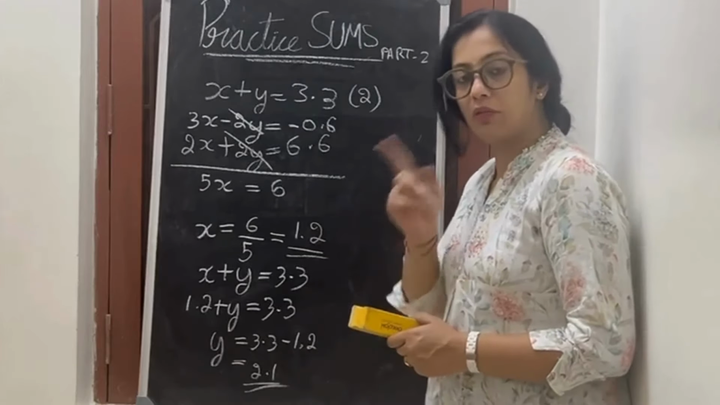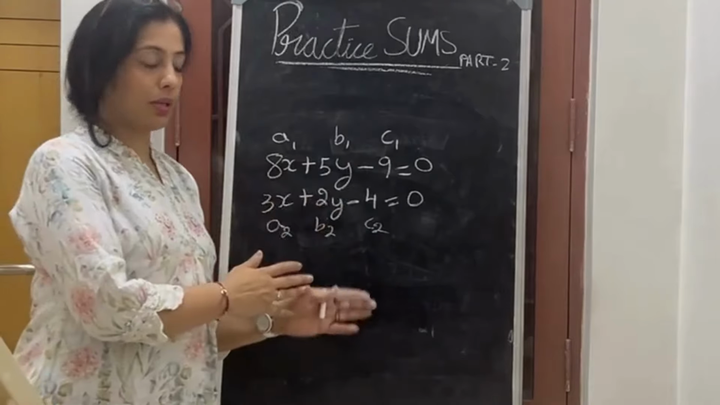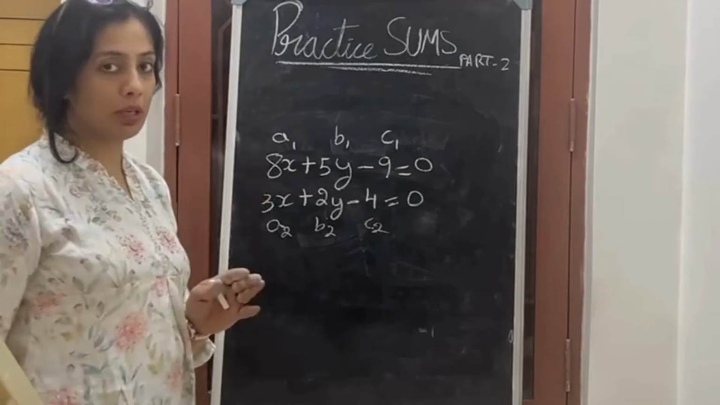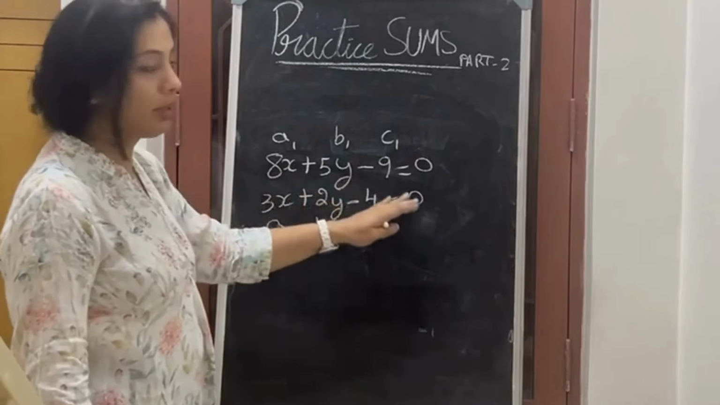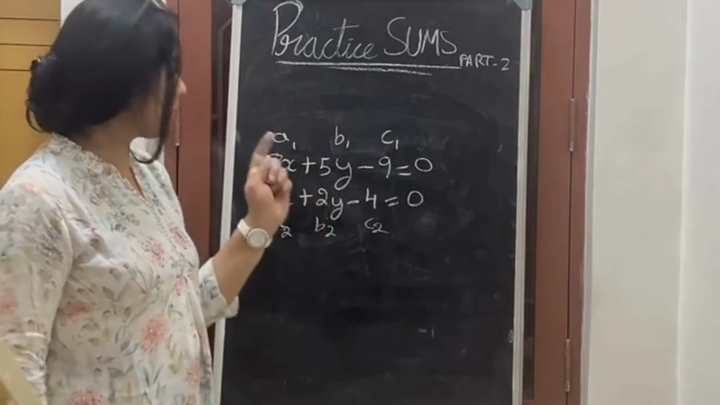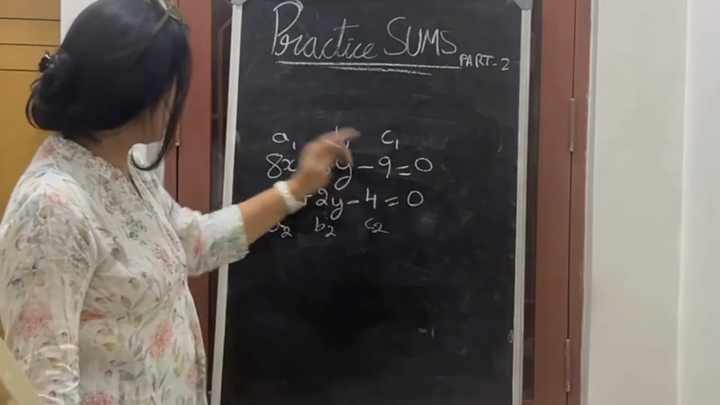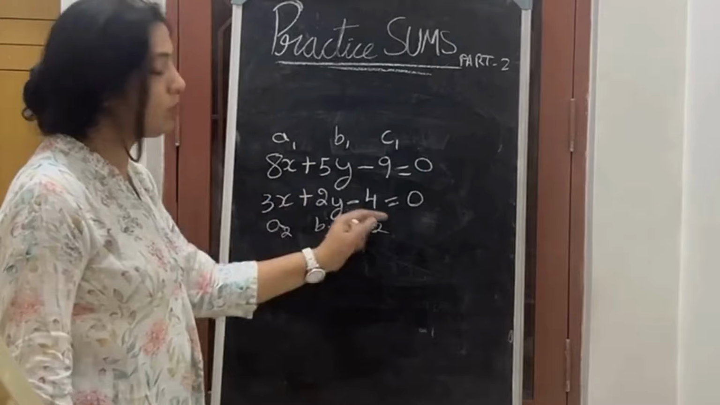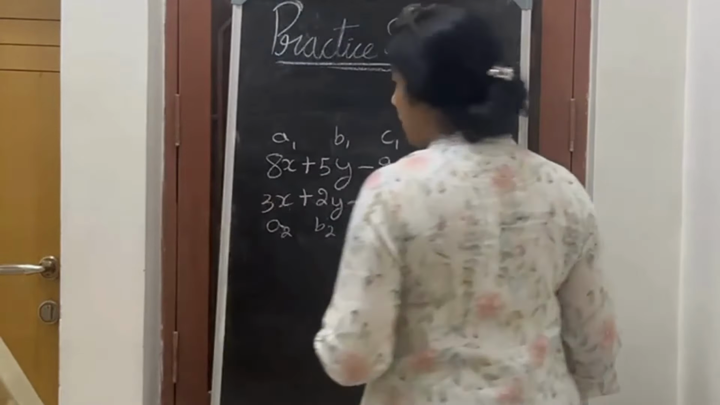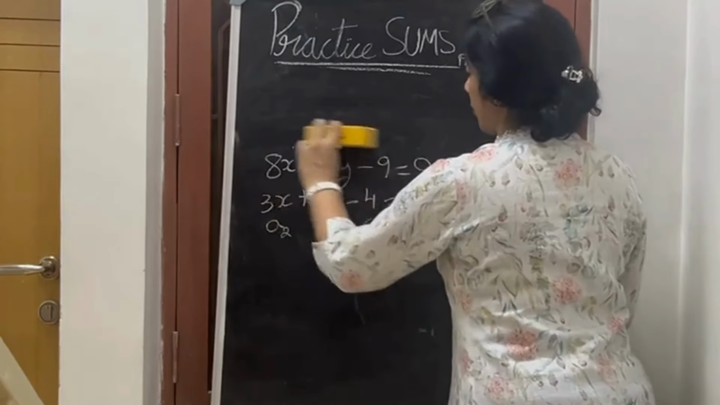I'll show you one more method, cross multiplication. This simultaneous linear equation sum I'll be solving through cross multiplication. To solve it through cross multiplication, I have named the terms A, B and C. There are three terms in the equation, all three termed A, B and C: A1, B1, C1. In the second equation, A2, B2, C2. Now how should I do it? Now here, please remember the trick. Okay, an easy method of doing it.